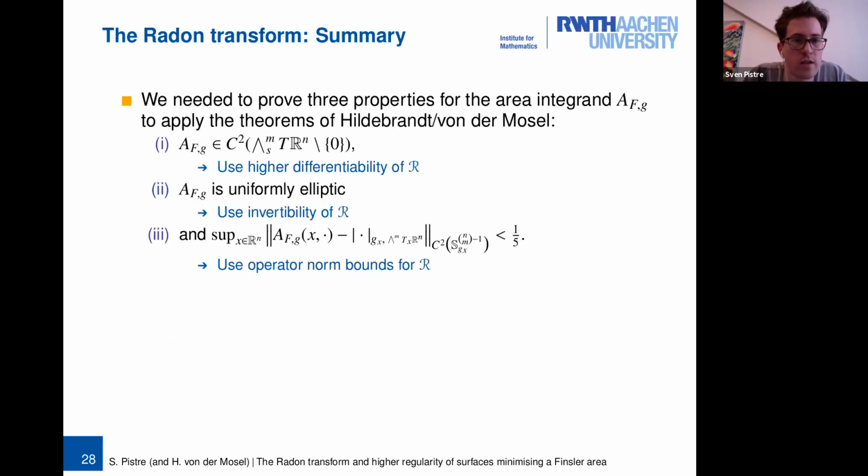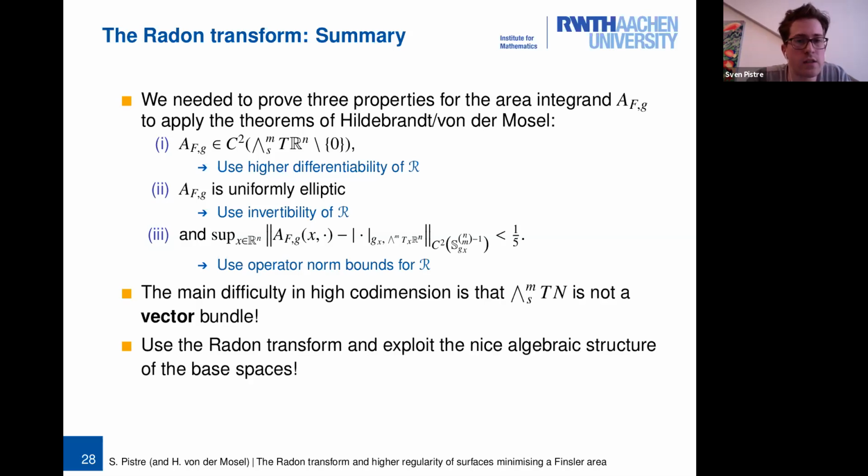So let me summarize what we needed to do. There were these 3 properties of the integrand that we needed to show. For the first property, that the integrand is actually C2, you use this higher differentiability of the Radon transform. For the second one, the uniform ellipticity of the integrand, you use the invertibility of the Radon transform. And for the C2 comparability, you need these explicit operator norm bounds on the Radon transform.